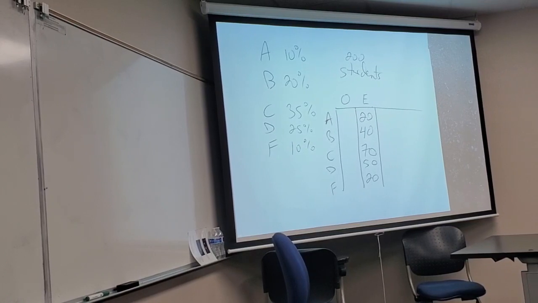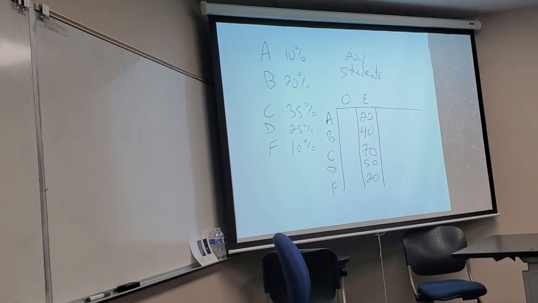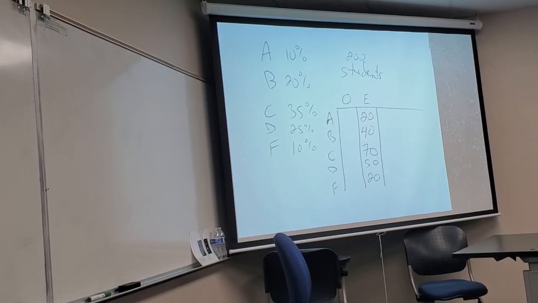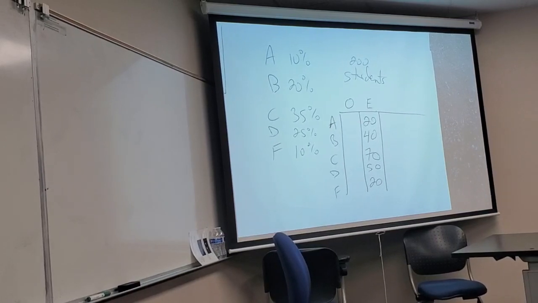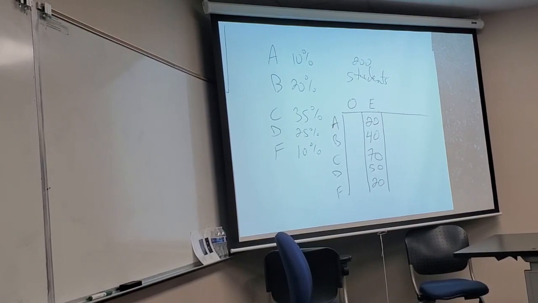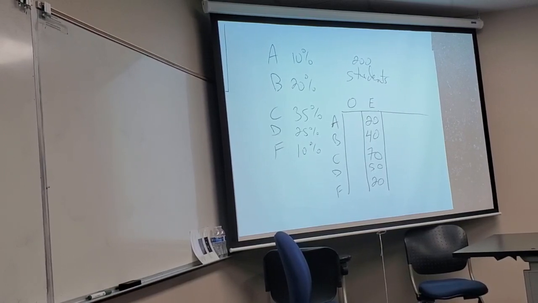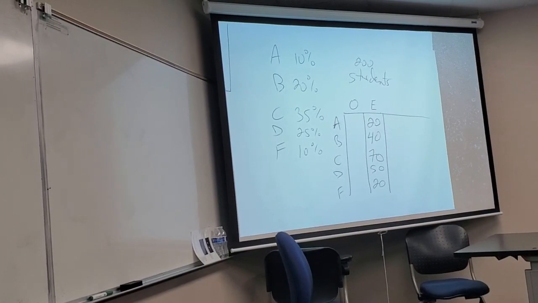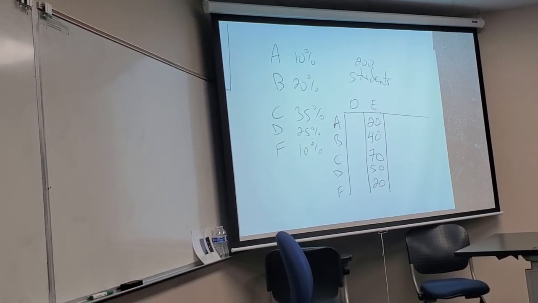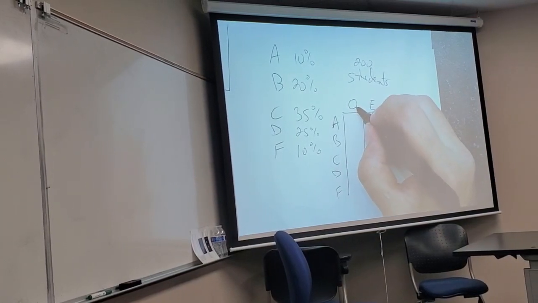Do you see how we are looking at multiple categories of things? We're able to look at multiple categories at once. What do I mean? What are the categories in this problem? The grades. So there's 5 categories. A, B, C, D, F. We're able to look at more than just one thing at once. Now, this stands for observed.